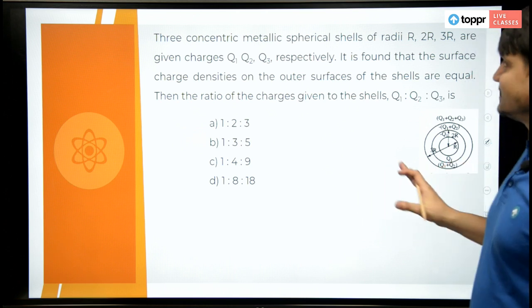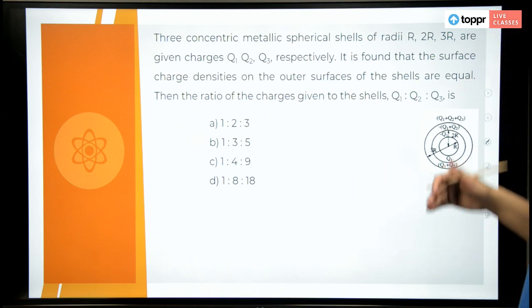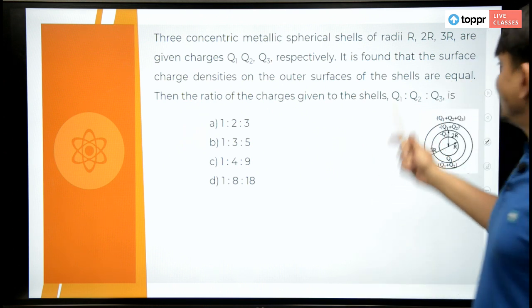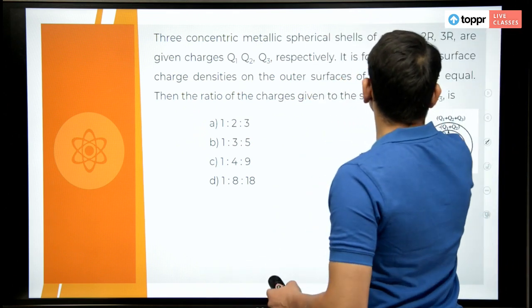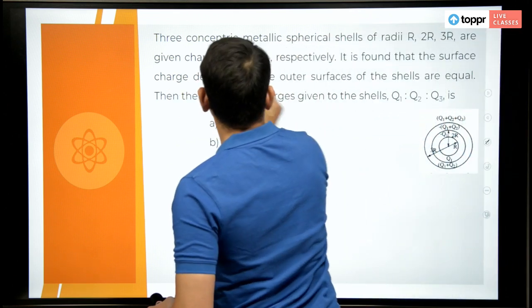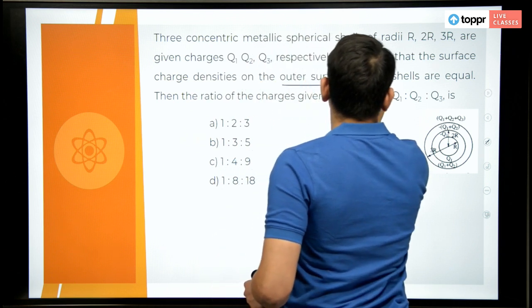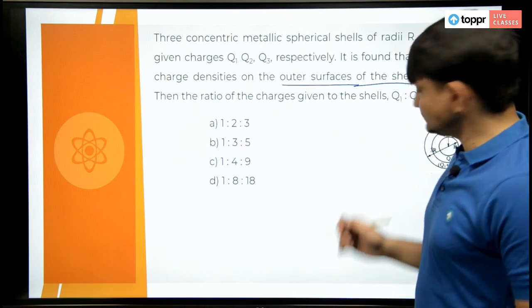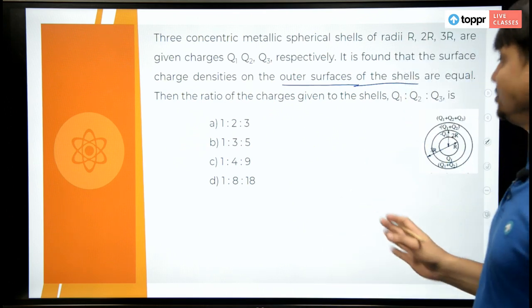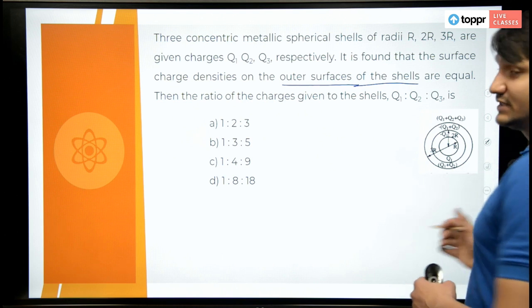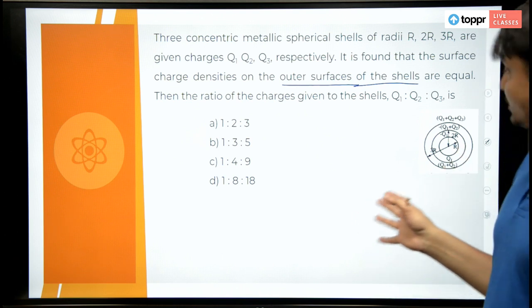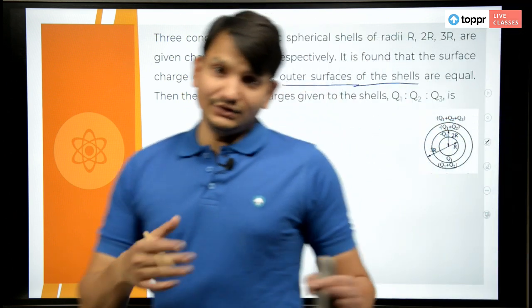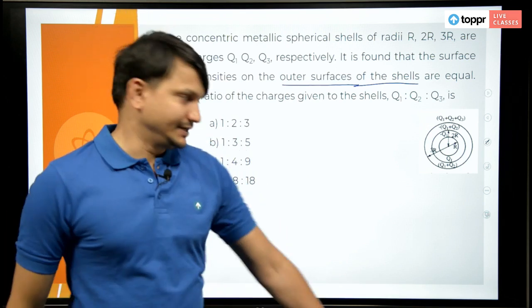It is found that the surface charge densities on the outer surfaces of the shells are equal. Okay, this part is to be noted. Then the ratio of the charges given to the shells, Q1 is to Q2 is to Q3, is what? So we need to find the ratio of Q1 is to Q2 is to Q3.